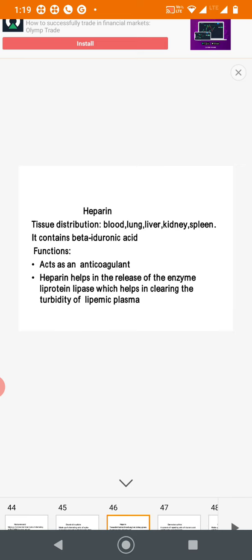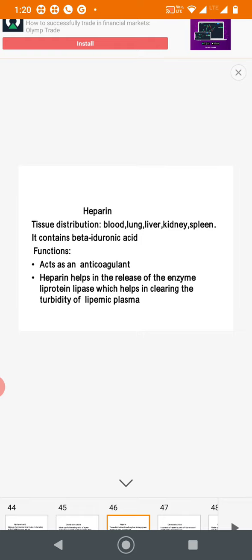Heparin is a natural anticoagulant. That is the important thing you have to remember. Tissue distribution: blood mainly, lung, liver, kidney, spleen. Heparin's second function: it also helps the release of the enzyme lipoprotein lipase. This lipase enzyme, lipoprotein lipase, helps in clearing turbidity of lipemic plasma.